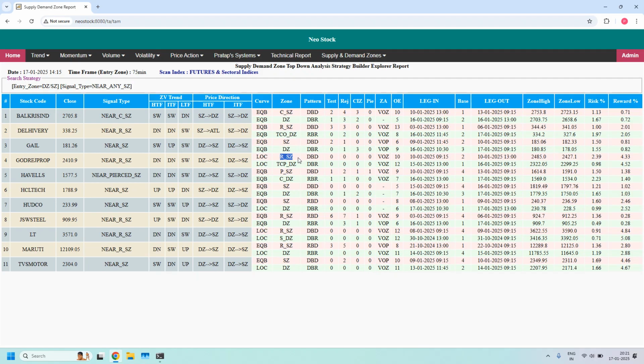Godrej Properties. JSW Steel. L&T. L&T is having both high liquidity supply zone as well as demand zone. Either side you may get opportunities when you have such kind of zones.